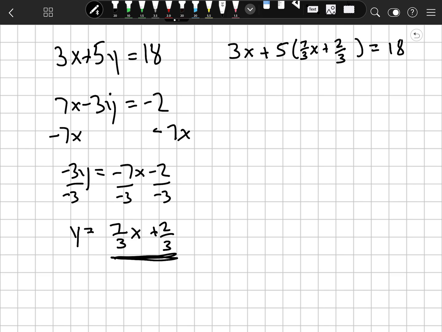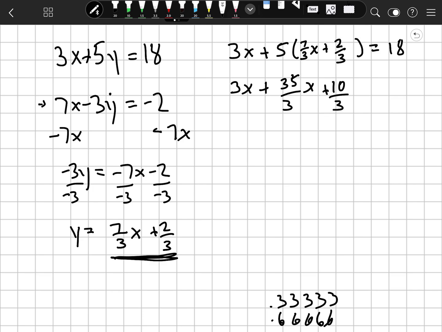Think about if you changed a divide 3 to a decimal, you're either going to get a 0.33333, on and on and on, or a 0.666666, and that kind of stuff isn't going to be very helpful to our situation. Or if you were to divide by 7, which we aren't doing in this case, then you're going to get a very long decimal that ends up repeating after a while, but it gets complicated. So we want to keep things as a fraction. Let me go ahead and distribute this out. This is 35, it's 5 times 7, 35/3 x, and 5 times 2, 10/3 equals 18.